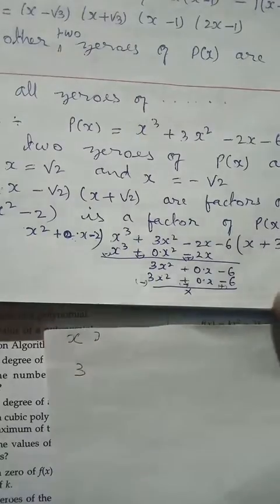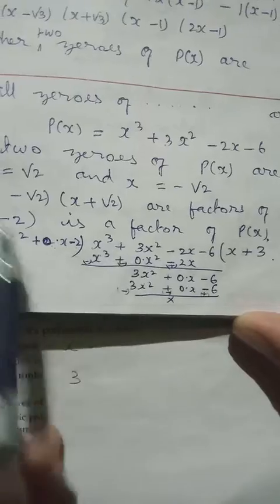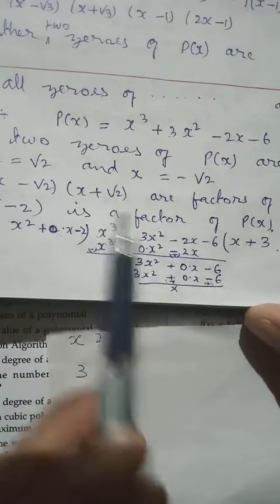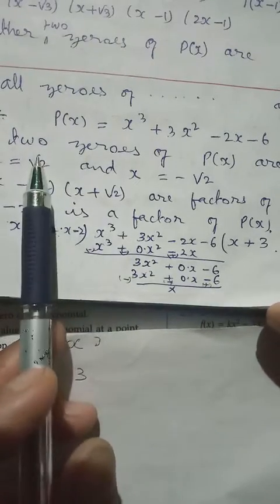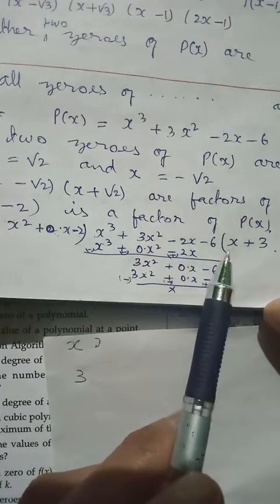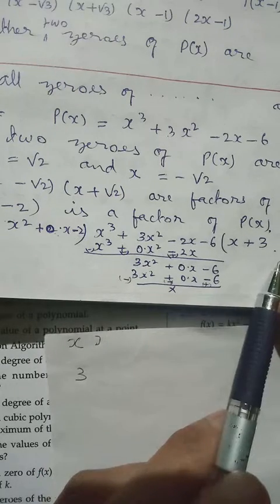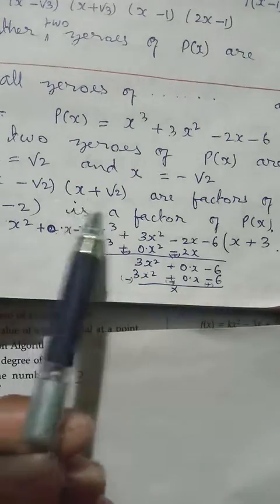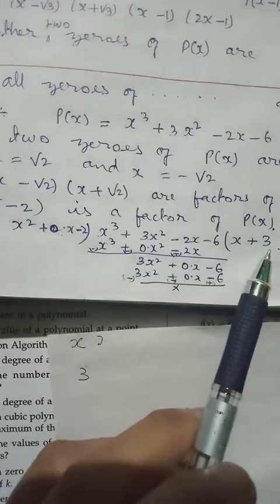So the remainder equals 0. That means f(x) we can write as (x - root 2)(x + root 2)(x + 3). Two values of x we already have, root 2 and minus root 2. So the next one we can get by putting x plus 3 equals 0. Plus 3, if we take it to the other side, becomes minus 3. So that means the third zero of f(x) is equal to minus 3.